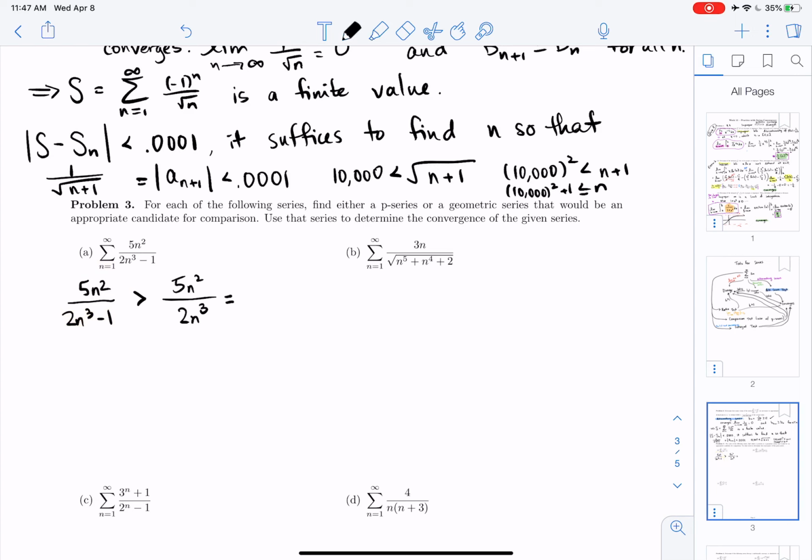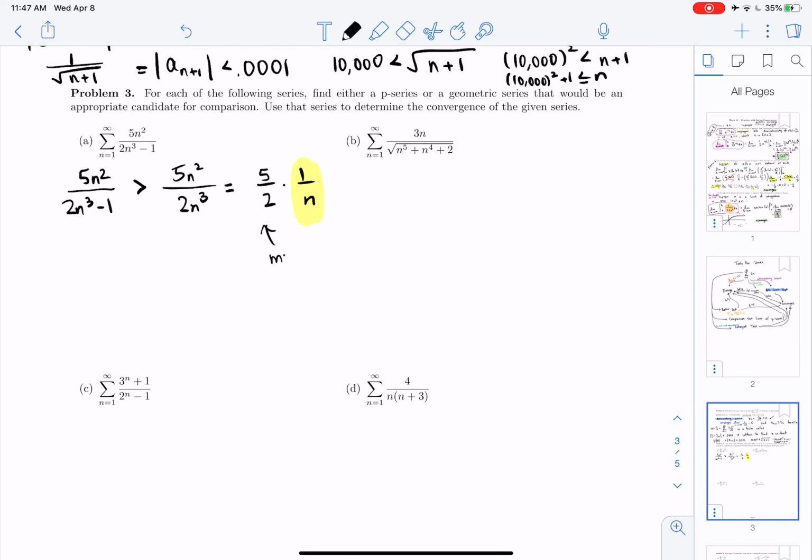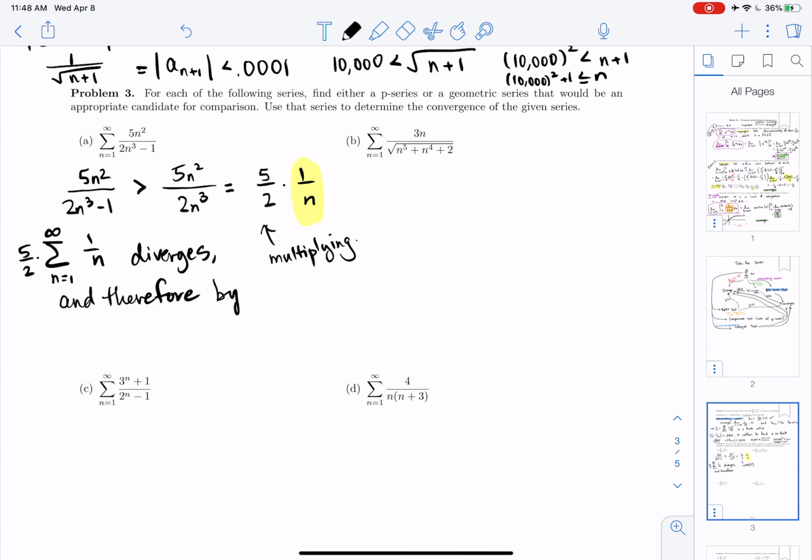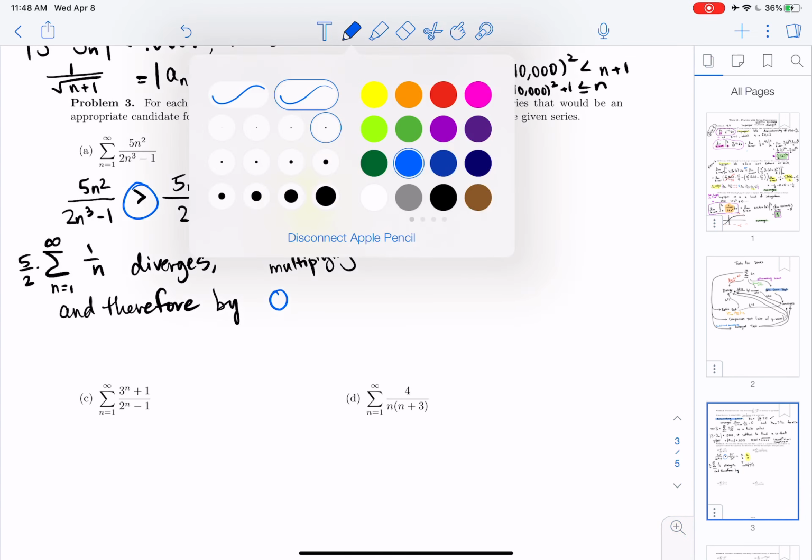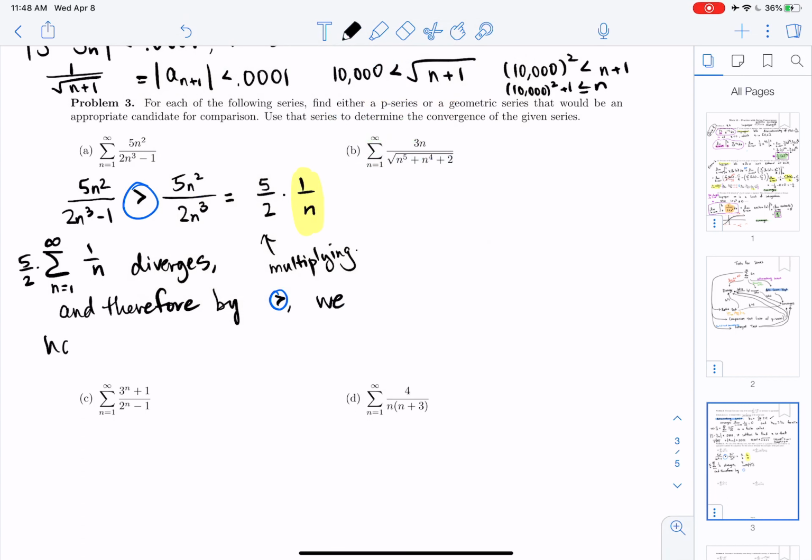And these terms, because n is never 0, look like 5 over 2 times 1 over n. Well, 1 over n diverges, and 5/2 is just multiplying by a constant. Multiplying by 5/2 is not going to make a divergent series converge, right? So let's write that. 5/2 times the harmonic series diverges, and therefore by this inequality, we have that this series diverges.